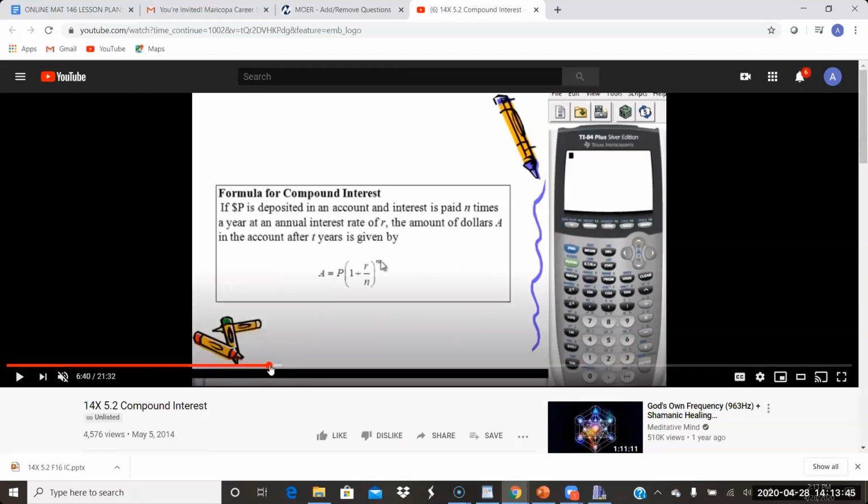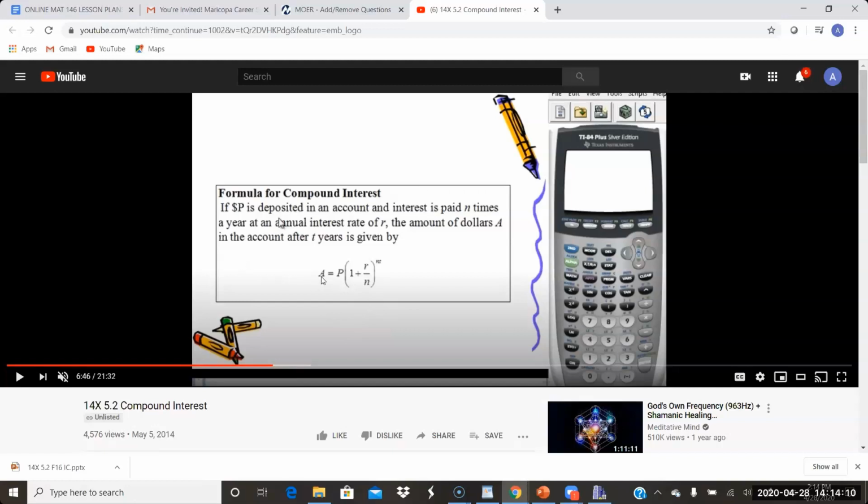About there. And that right there, let me just get him to move his mouse, this is the formula for compound interest. And he does a nice lead in to this formula. He talks about why compound interest is better than simple interest, and he builds upon how we got this equation. But this is how it's broken down.